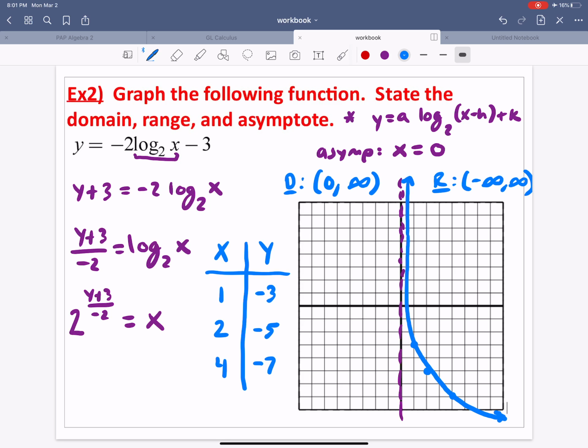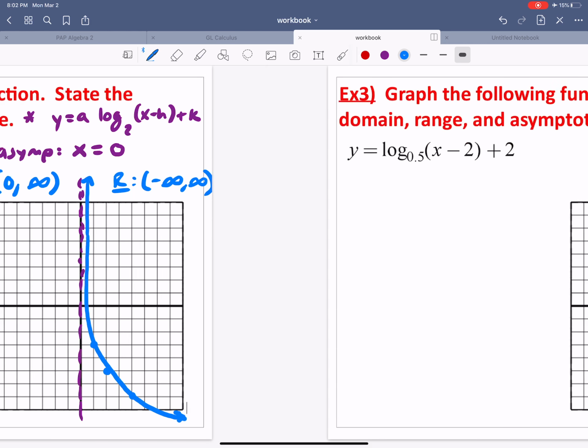So again, the steps here. Step 1, identify the h value to find the vertical asymptote. Step 2, isolate the log and rewrite the log function as an exponential function. Step 3, make your table of values. Step 4, graph it and find your domain and range.